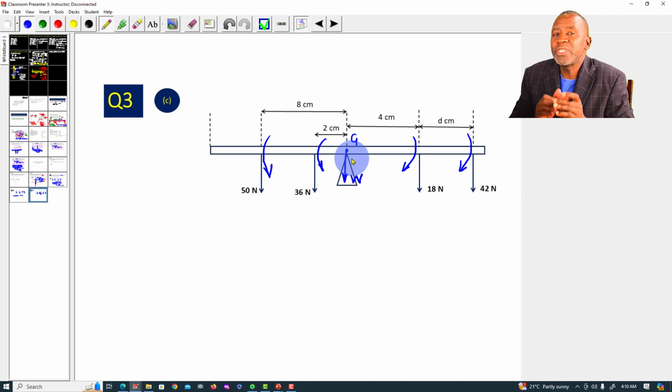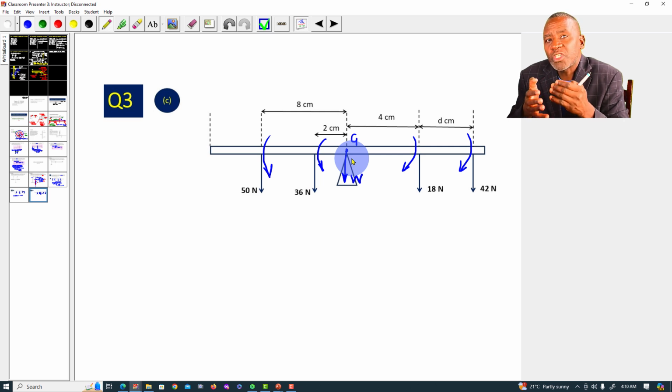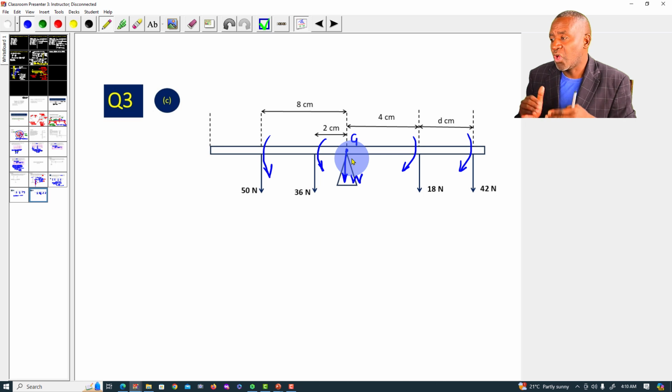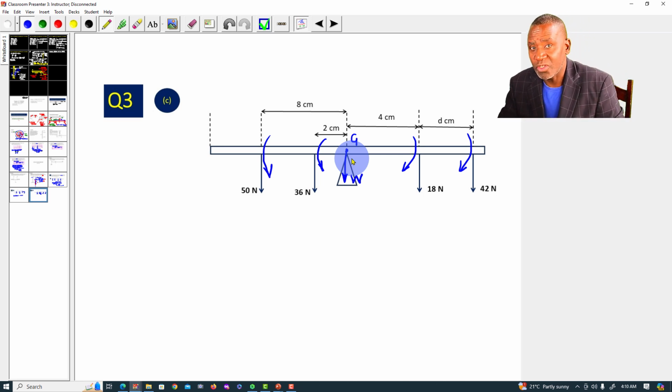In fact, when we state the principle of moments, we say that if a system of forces is in equilibrium, the sum of the clockwise moments about a given point is equal to the sum of the anti-clockwise moments about the same point. In other words, we take moments about the same point, and you're going to see how this one translates.